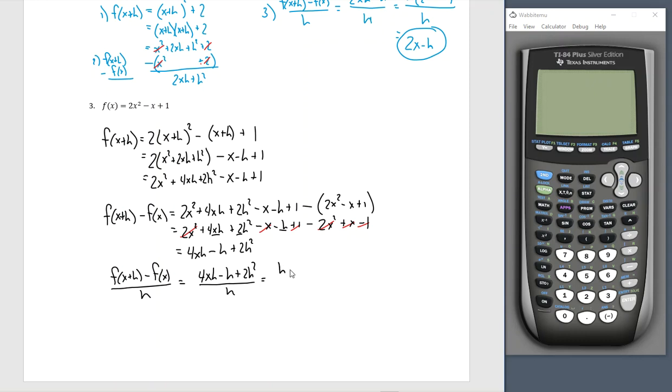In order to cancel, I'm going to factor that out. Remember, factoring out is like dividing. So when I divide h by h, I get a 1. I have to have that 1 placeholder. H's cancel. And my difference quotient is 4x minus 1 plus 2h. There we go, each one in detail.